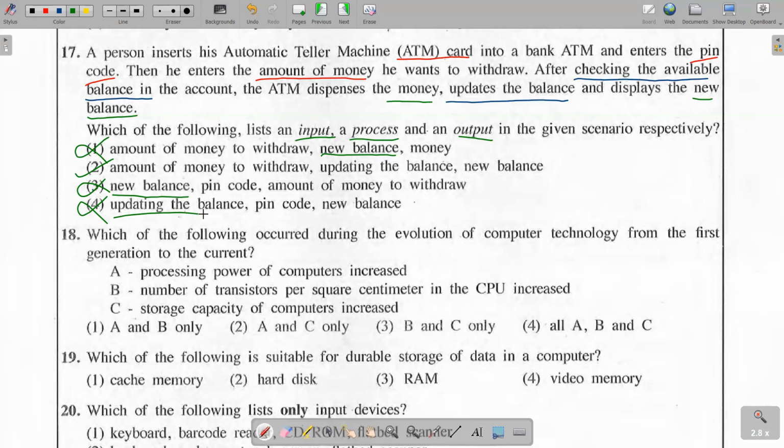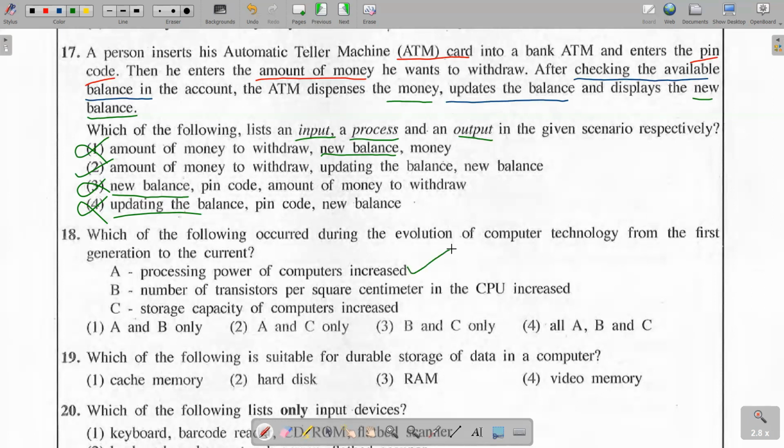Yes, next question is 18. Which of the following occurred during the evolution of computer technology from the first generation to the current? Processing power of computer increased. Yeah, from the first generation to the current, yes. Processing power was increasing. That is correct.